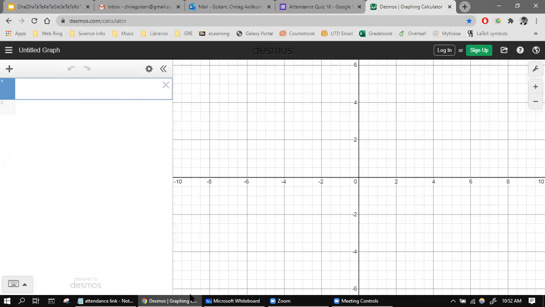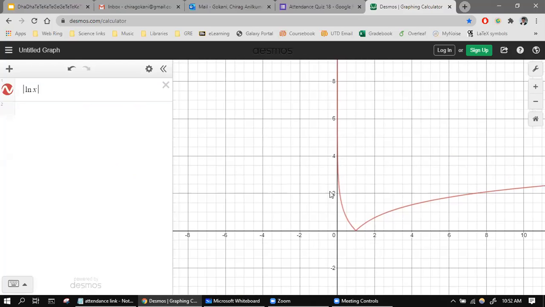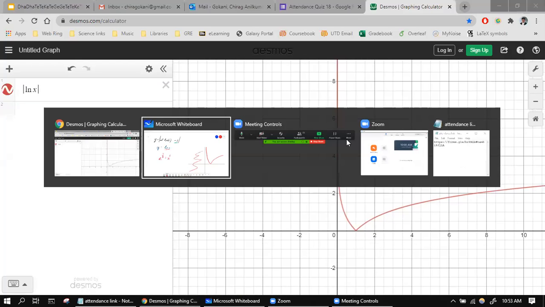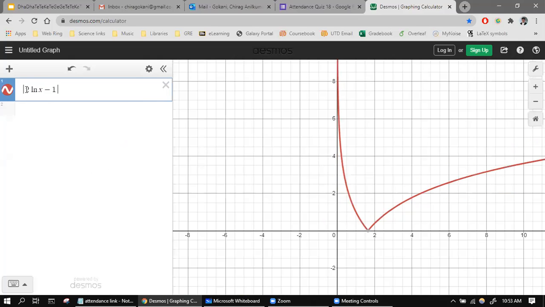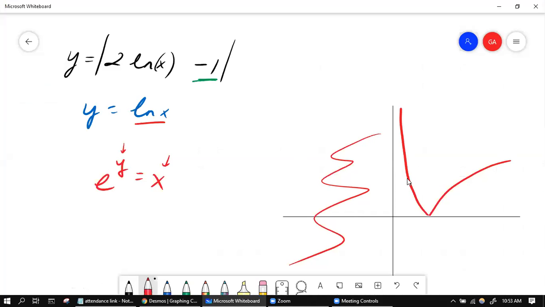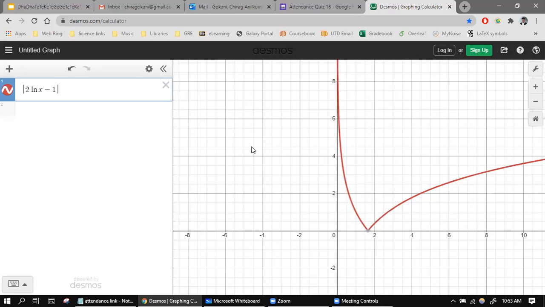So if I just had natural log of x, it's this nice thing, right? And the absolute value of that thing, see how the absolute value just took the negative part and flipped it? So that makes sense. And so now the 2 and then minus 1. So this is what I'm getting, and that's pretty much what I drew. So I'm not sure how you got that. Your grapher must be doing it wrong.